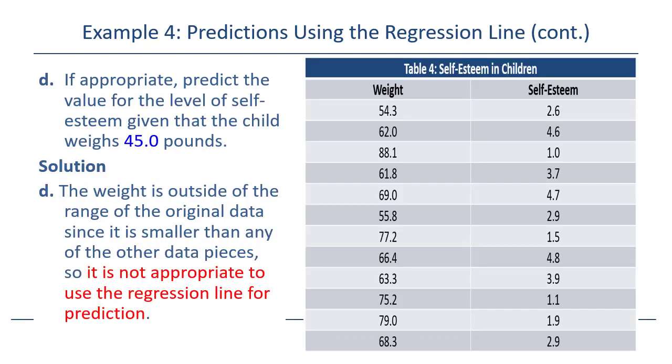Okay, if appropriate, predict the value for the level of self-esteem given a child that weighs 45 pounds. If we look at our table of values, we don't have anybody that weighs 45 or below. The smallest value is 54.3, and the largest is 88.1. You can technically really only predict in between your minimum and your maximum. You don't want to try and predict outside of your variables. Now, if you have a really strong predictor, if your equation had a much better R, then you can predict outside your range. But because of this, it's really not appropriate to predict outside of our range.